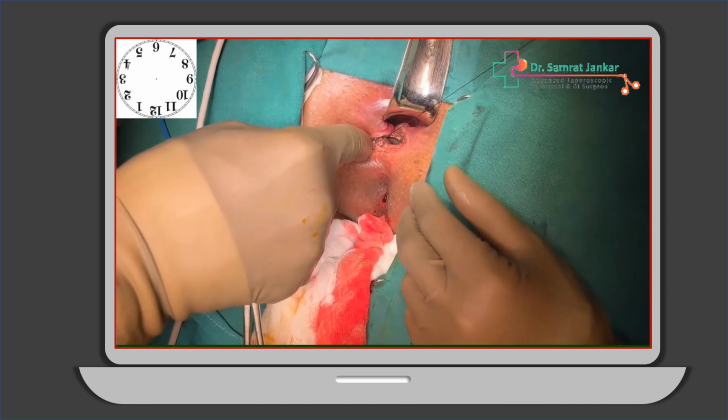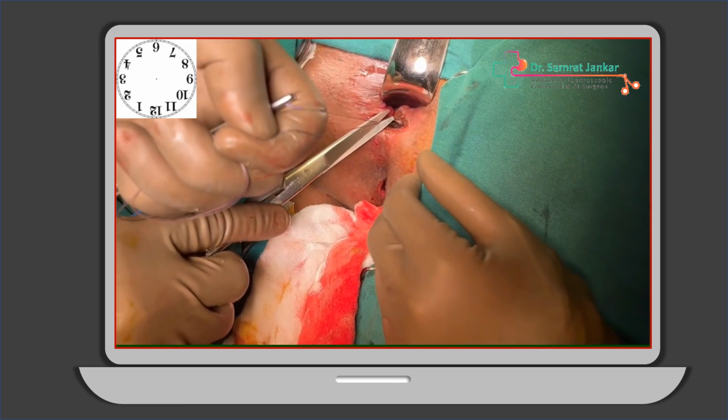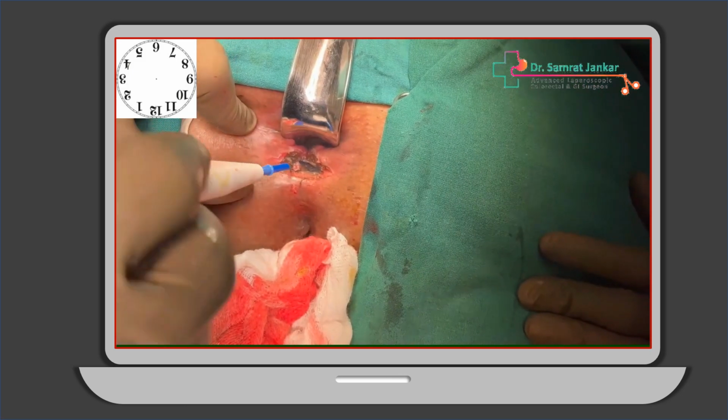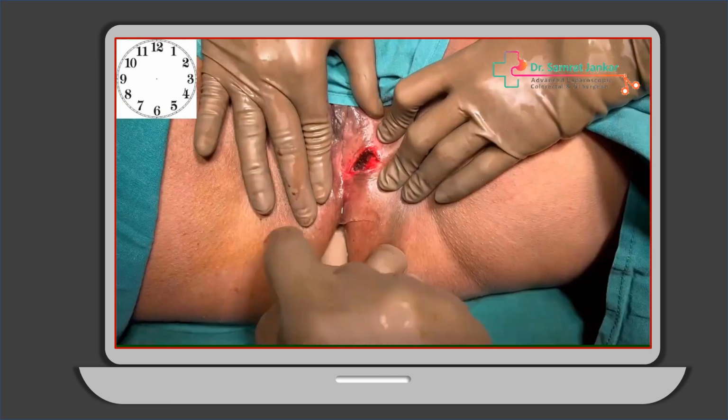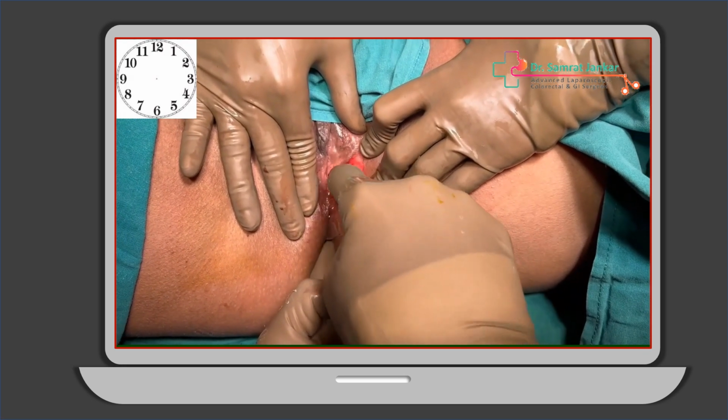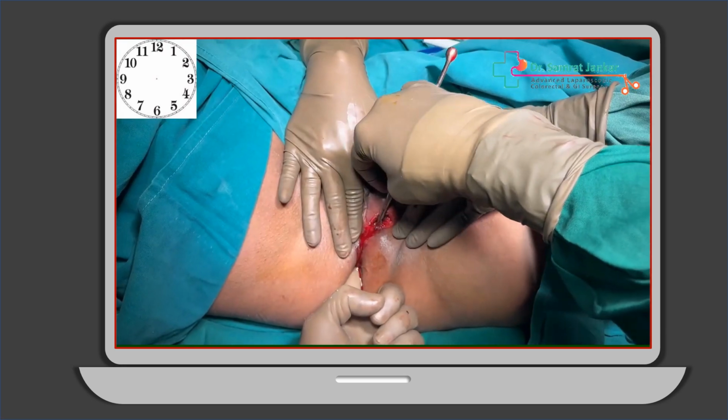So we made the patient prone. The complete cavity was thoroughly debrided and opened up nicely, and we placed tubes to give a wash of the cavity.